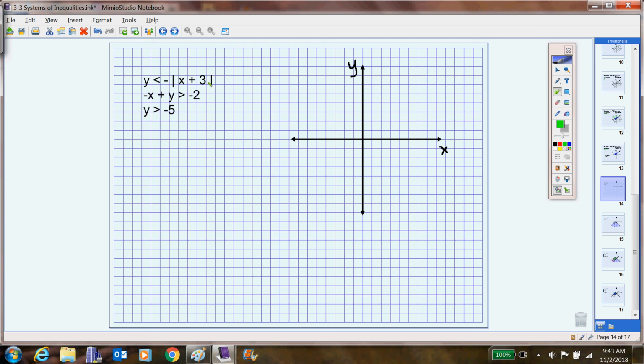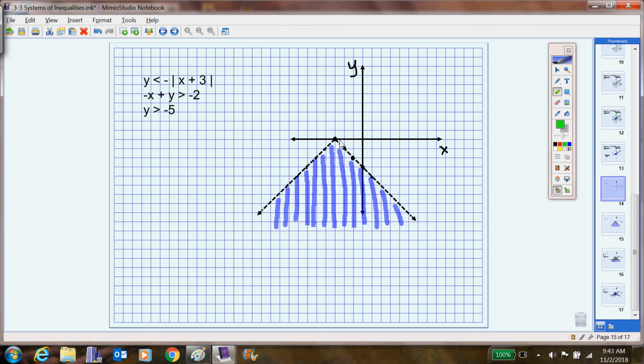So let's think about where it goes. This tells us it goes which way? Goes to the left 3, and it's an upside down V, so going down like this. And it's less than, so is it shaded above or below?